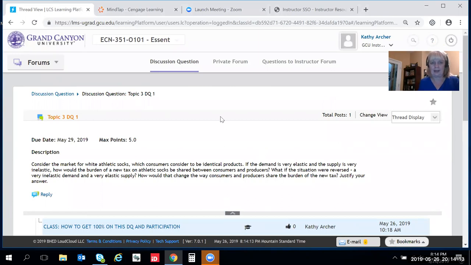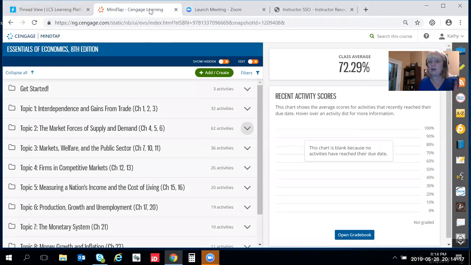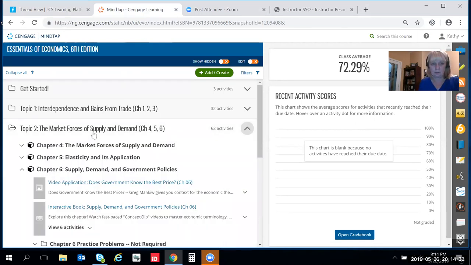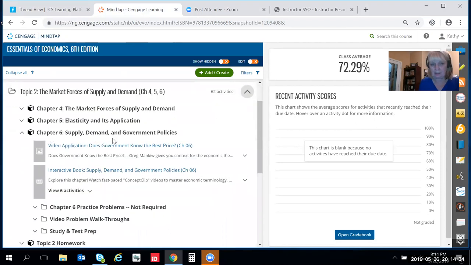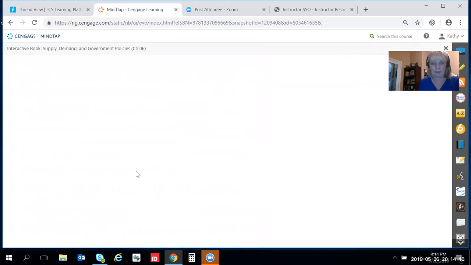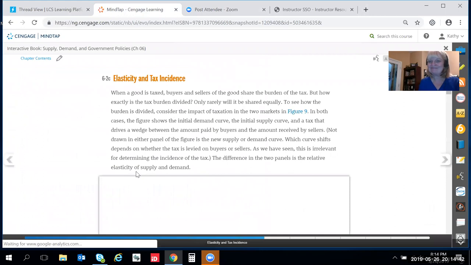Where are you going to find that? Well, as I mentioned, all of the DQs this week come from Chapter 6, and Chapter 6 was in Topic 2. So I flipped over to MindTap here, and this is the MindTap home screen. You're very familiar. We're actually going to open Topic 2 so that we can get to Chapter 6 and go to the interactive textbook. And wait patiently while it loads.